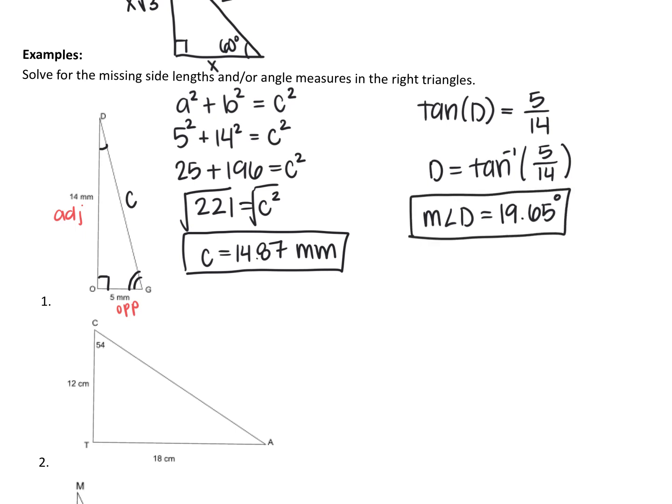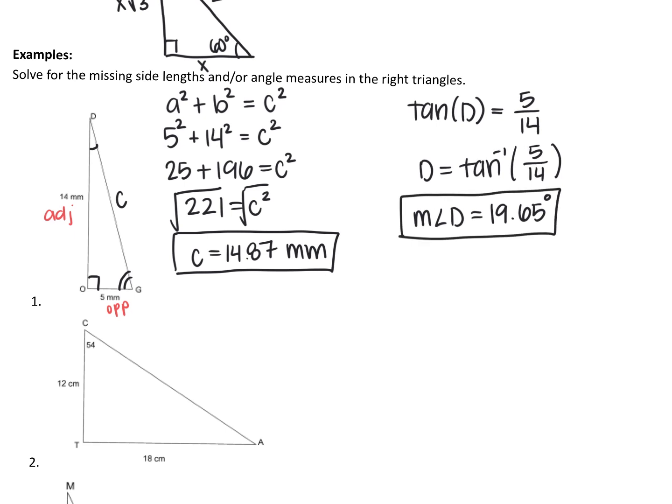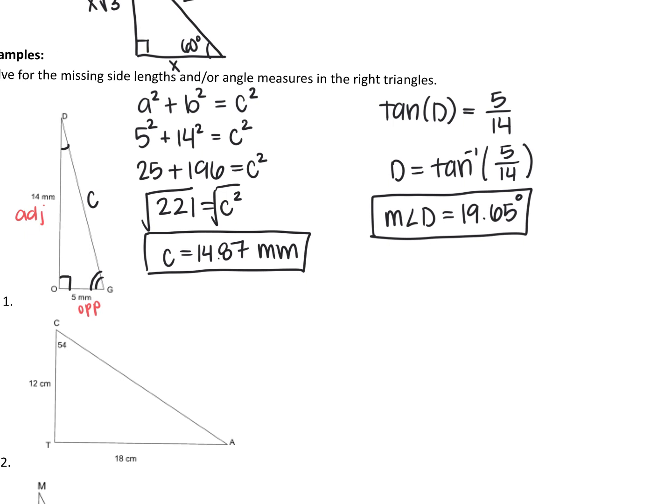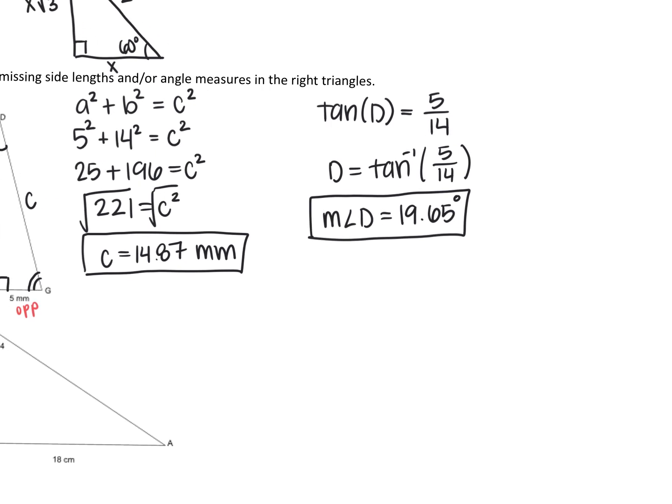Now that I have angle D, it's very easy to solve for angle G. I'm just going to do 180 minus 90 minus the angle I just found, 19.65. And we get that the measure of angle G is 70.35 degrees.